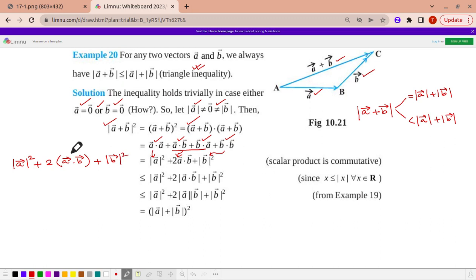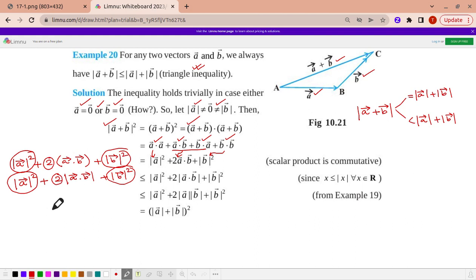Now if you look at it, in the next step we wrote mod A whole square plus 2 into mod of A dot B plus mod B whole square. We wrote a less than equal to sign, so we will come to that one. I am not discussing the less than equal to at this moment. So this one and this one are the same, so we are not considering them. This one and this one are also the same, and 2 and 2 are also equal, so we are not considering them.